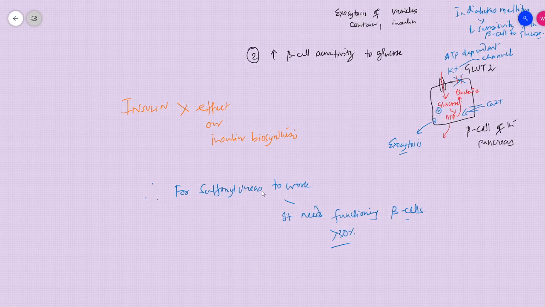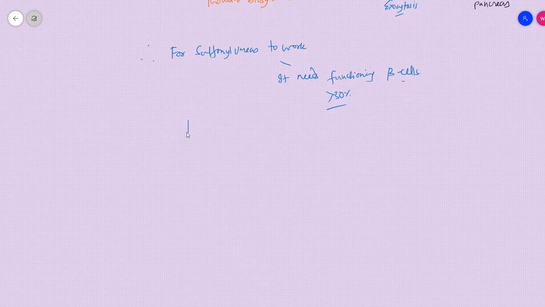But what if there are no beta cells? Then it cannot work. Okay, it requires functioning beta cells. So that is why, in type 1 diabetes mellitus, the functioning beta cells would become drastically less. Okay, so let's say less than 30%. In which case these sulfonylureas will not be clinically effective.